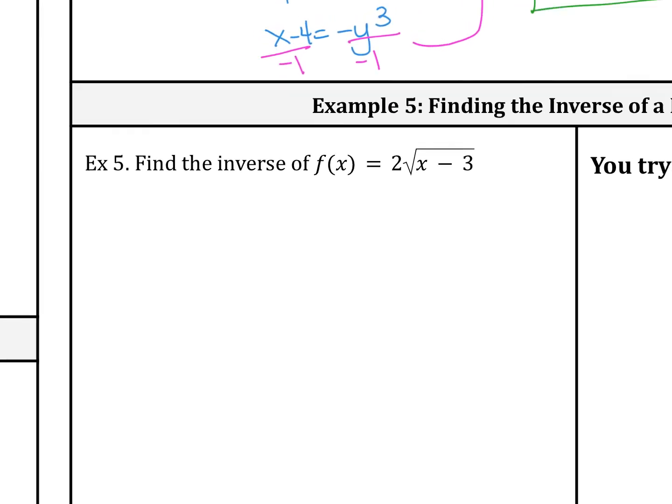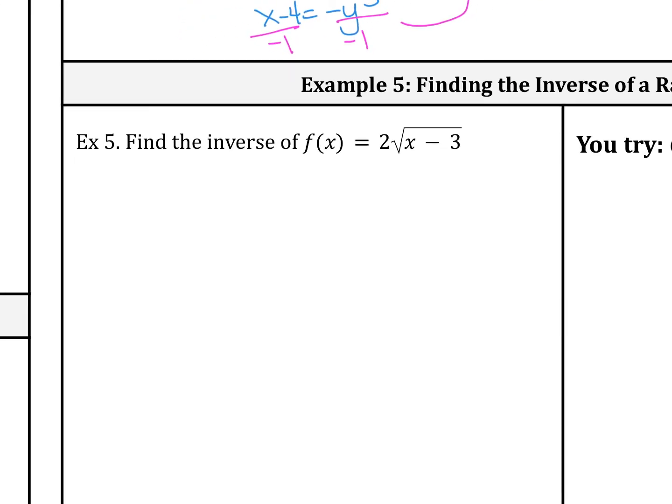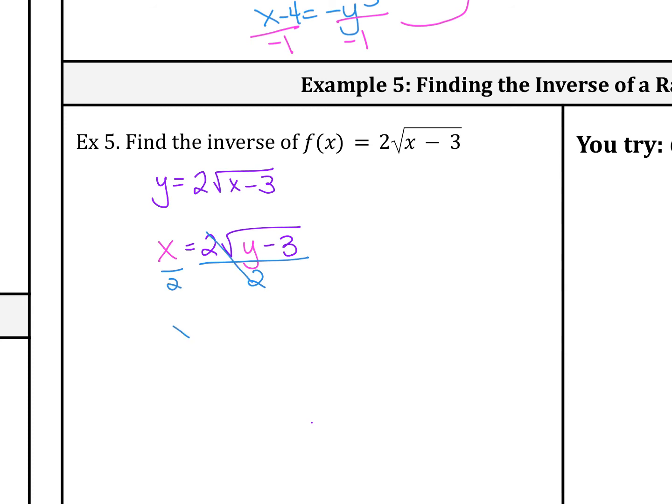Last, let's find the inverse of a radical function. Find the inverse of f of x equals 2 square root of (x minus 3). So change f of x to y. Then we switch the roles of x and y. And then we want to be able to isolate the y, or the square root. So let's first divide by 2. So now we have x over 2 equals the square root of (y minus 3).